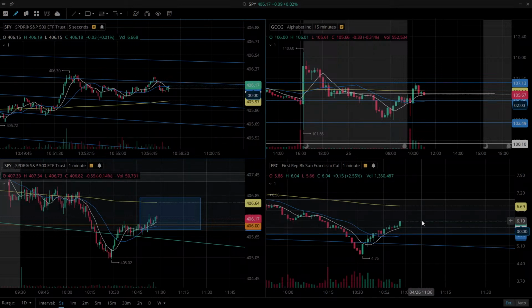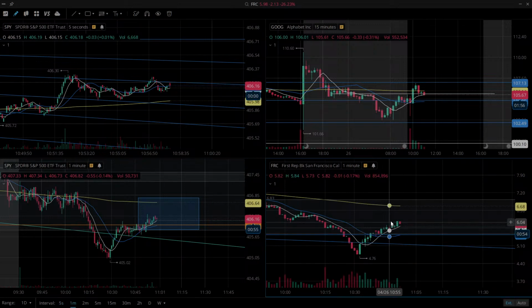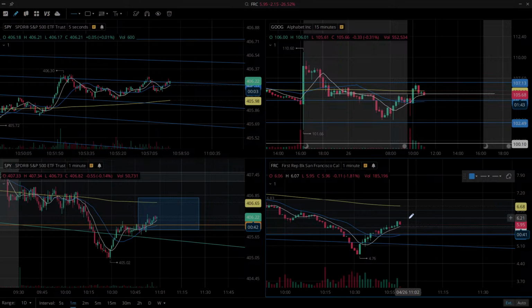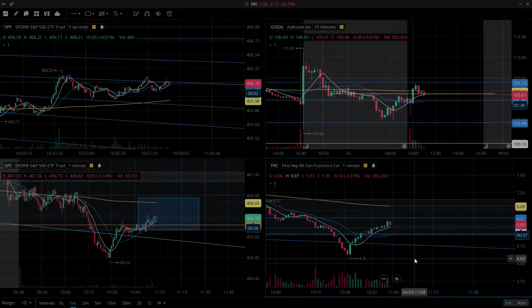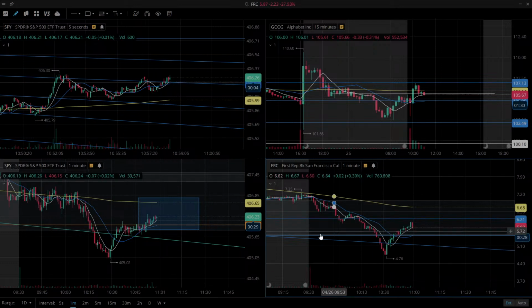There we go, $6 nailed, 610, easy. Halfway through liquidity right there, 620. I'll put a horizontal line right on that mark. I love identifying liquidity zones, guys.